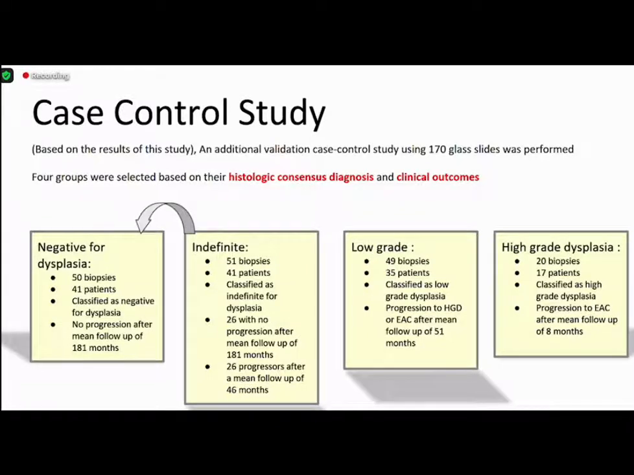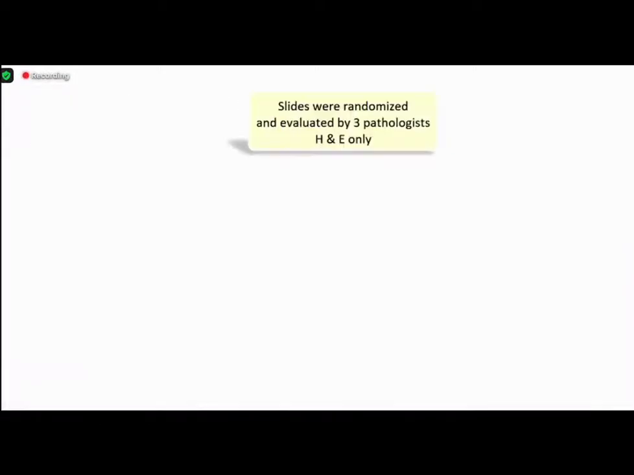So in total, for the indefinite group, the ones that did not progress we combined with the negative cases, and the ones that progressed we combined with the dysplastic cases, which brings us to our true negative cases of 76 biopsies and true positive cases of 94 biopsies.